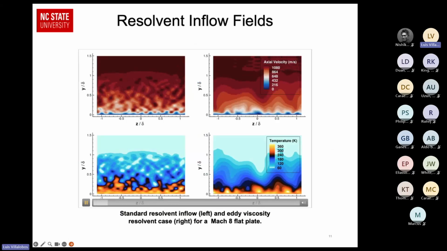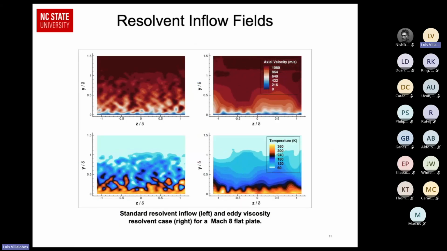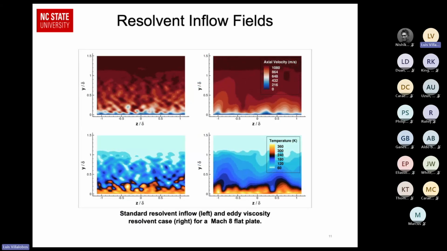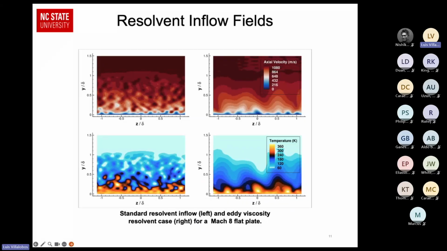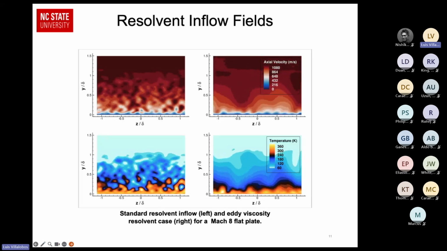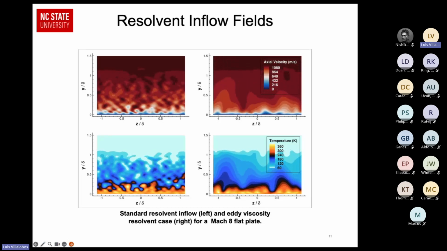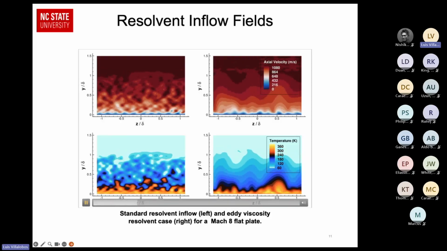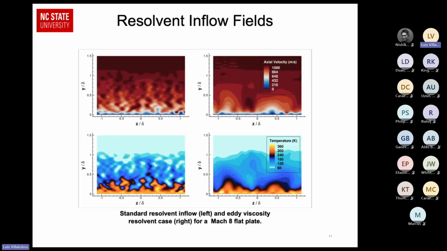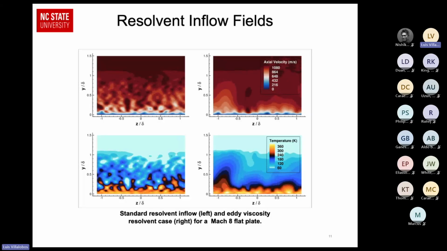So here's an example of one of our inflow forcing fields for a Mach 8 boundary layer. On the left is the resolvent forcing case using no eddy viscosity model, and on the right is the resolvent forcing case using an eddy viscosity model. You can see that the main difference is in those outer layer structures. When you don't have an eddy viscosity model, there's no real coherent structure to those outer scale boundary layer structures, versus when you include the eddy viscosity model, you get eddies on the order of the boundary layer height, and it almost looks like a very heavily filtered LES solution if you really squint your eyes.